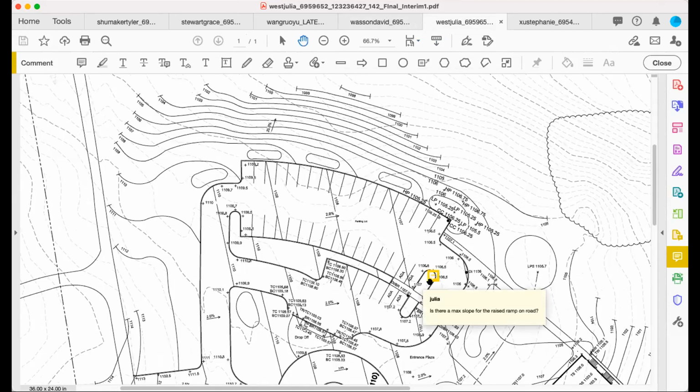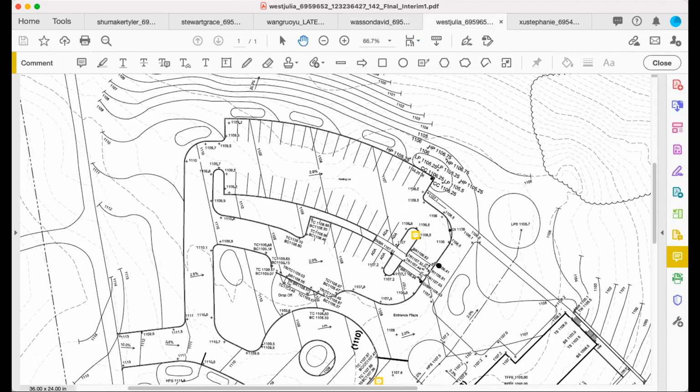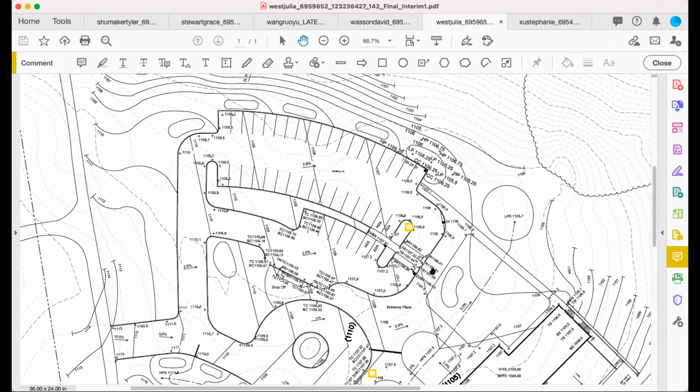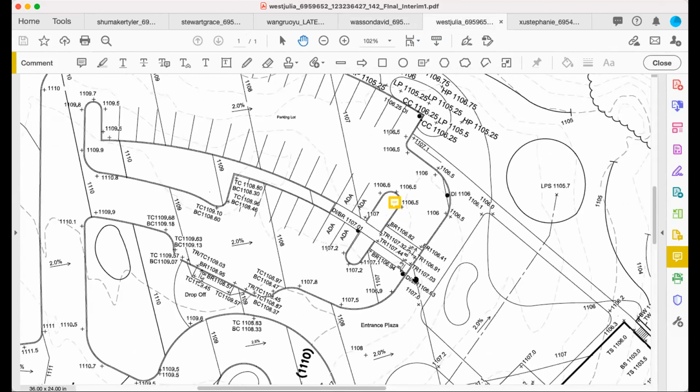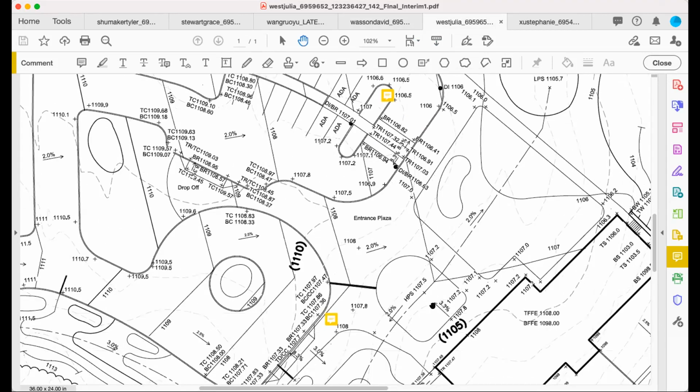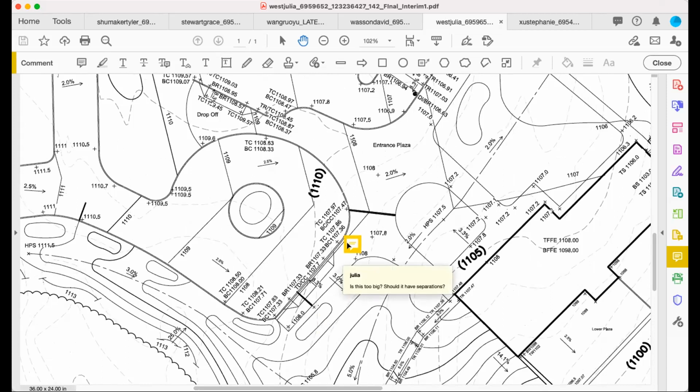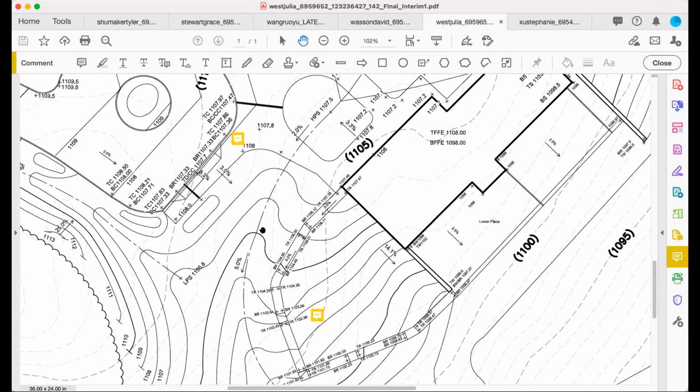Max slope for the raised ramp on road. Max slope. Yeah, you would use that 8%, 8.33% as a guideline. Yeah, you had it here. Okay. And then here, is this too big? Should it have separations? I have a ramp there. I didn't know if there was a certain width it was allowed to be or not. Like, is there a max length of a ramp? Because mine's currently very wide.